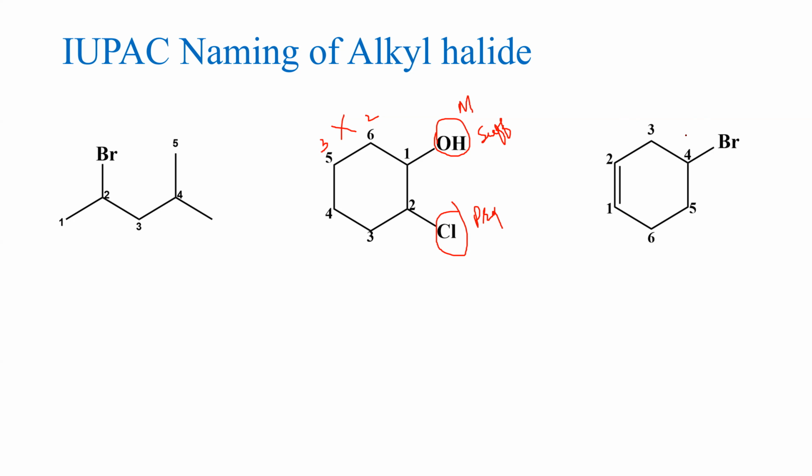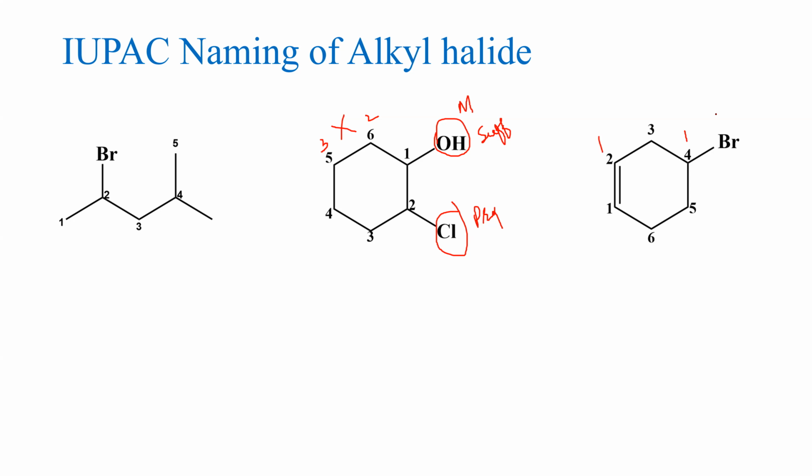And here you can see this is again a cyclohexane. And then there is a double bond, right? And there is a bromine. So for this, which side should I start the numbering? Maybe some can think, okay, I should start from 1, 2, 3, 4, 5. Some may think that I should start from this side, 1, 2, 3, 4.